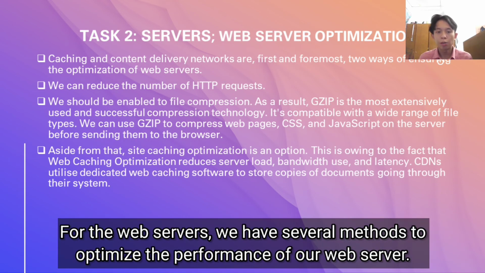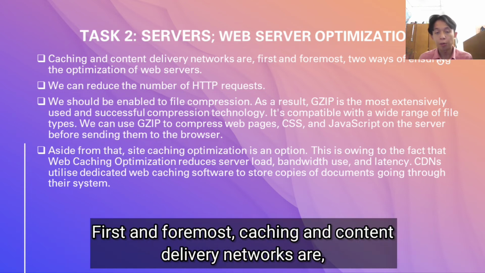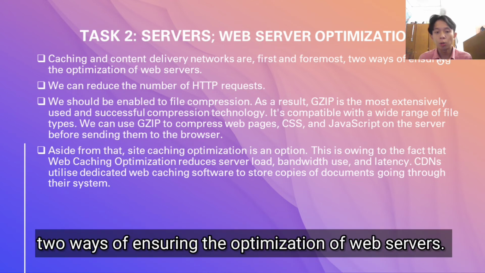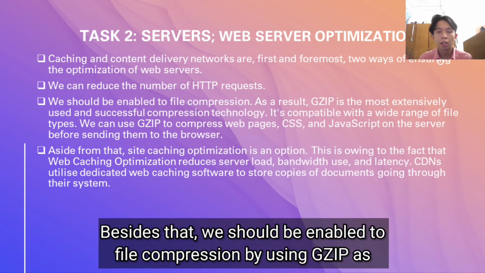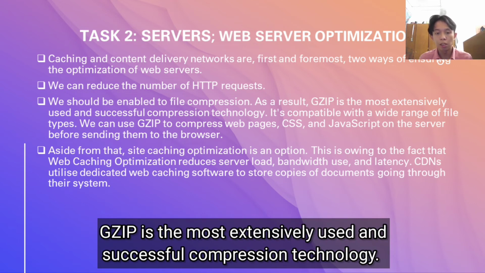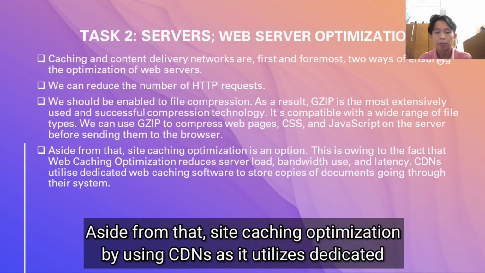For the web servers, we have several methods to optimize the performance of our web server. First and foremost, caching and content delivery networks are two ways of ensuring the optimization of web servers. Next, we can reduce the number of HTTP requests. Besides that, we should enable file compression by using gzip. Gzip is the most extensively used and successful compression technology.